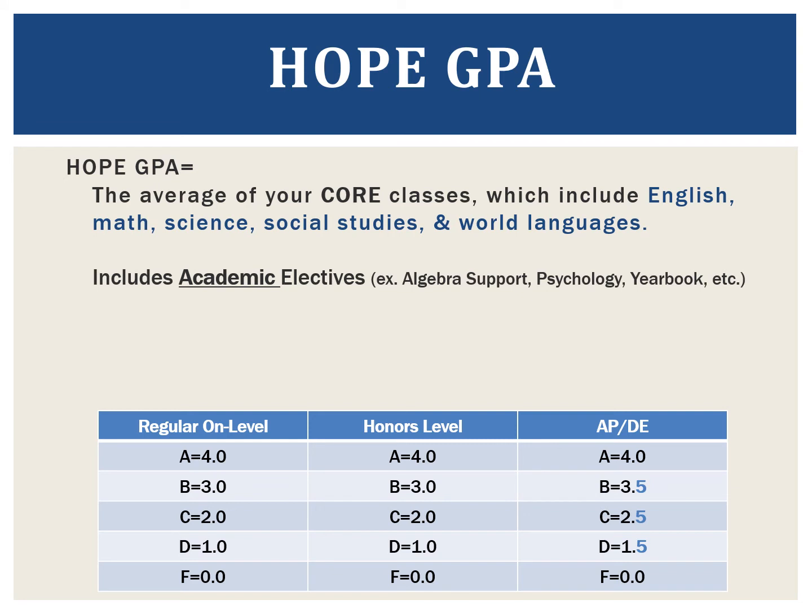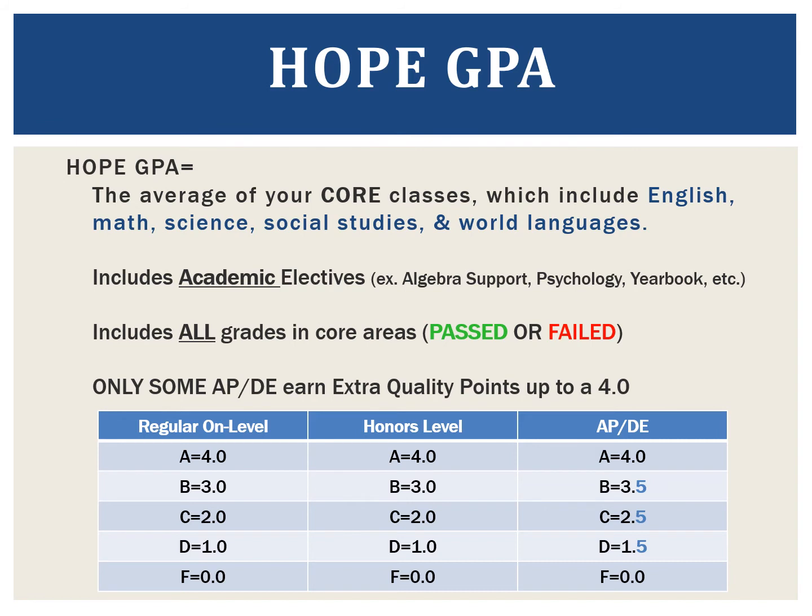So if you took algebra support, or if you take psychology or yearbook, those are listed under the core areas on your transcript, and so those would also count in the Hope GPA calculation. It includes all grades in core areas, passed or failed. And for the Hope GPA, there's a different way of calculating the weights.